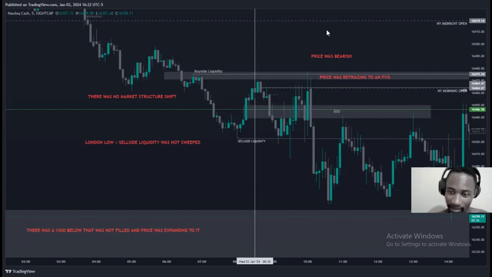Price was also bearish, and the reason why it was going up is because it was retracing to this fair value gap, and there was a void below that was not filled, and price was expanding to it. So you see, I didn't notice all those things. I did notice them, but then I ignored them. And that's the thing I should fix as a trader too.